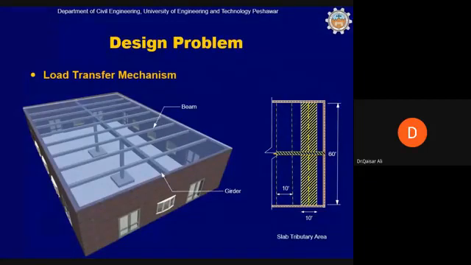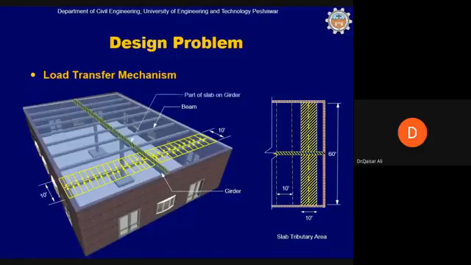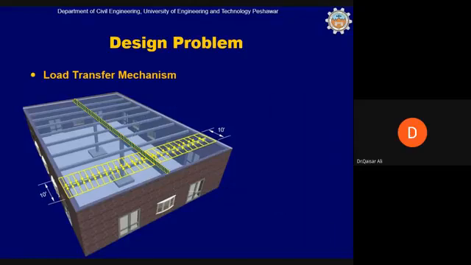So if we look at this animation now, I hope it will be clear to all of you. Half the load is coming from one side of the slab, half the load is coming from the other side of the slab, like this. Now this load will be transferred then to the girder. This is a small portion of the girder. The load will be transferred to the girder from the slab.